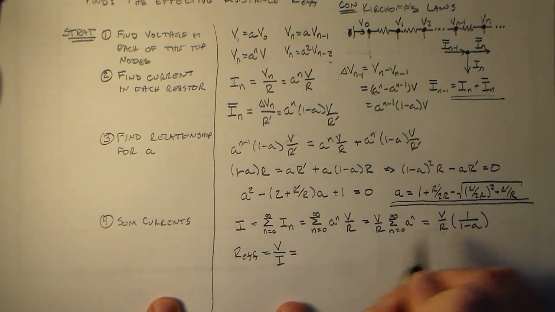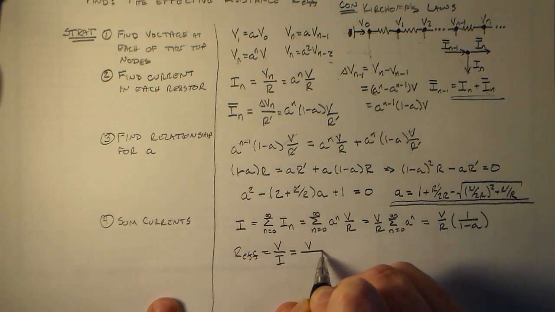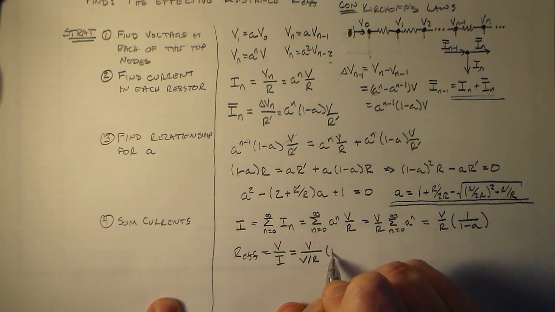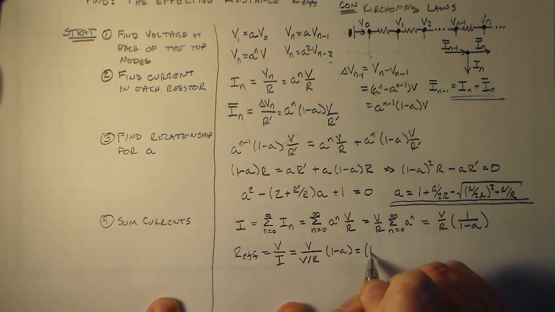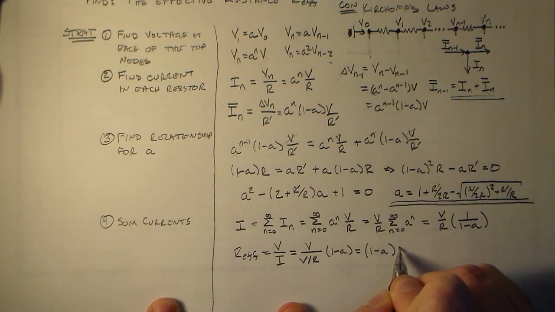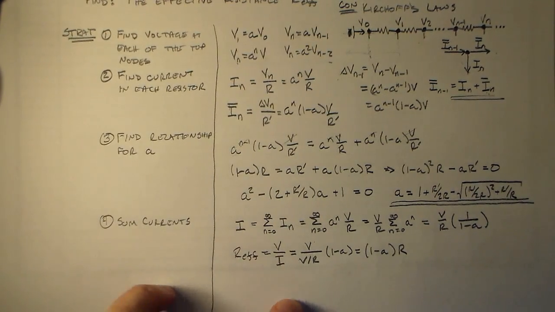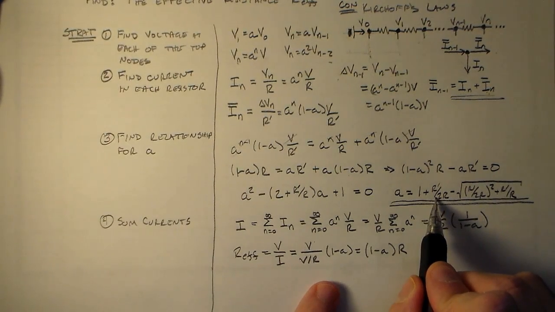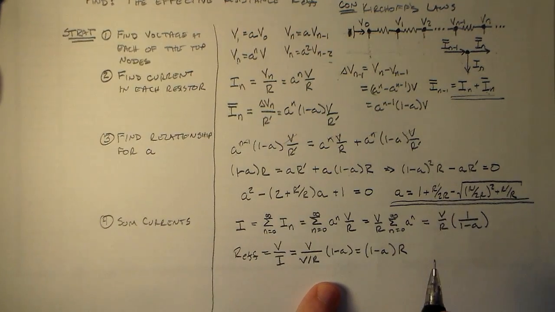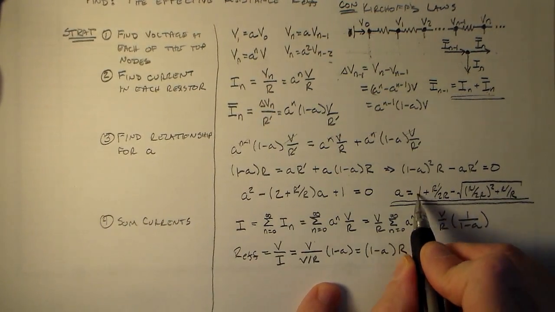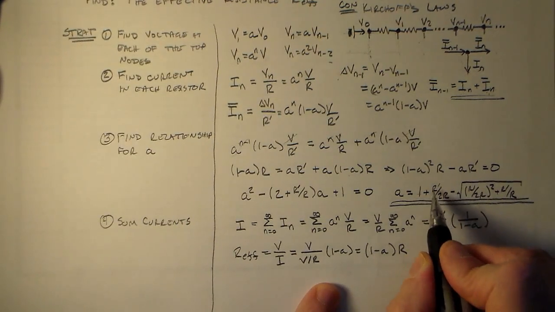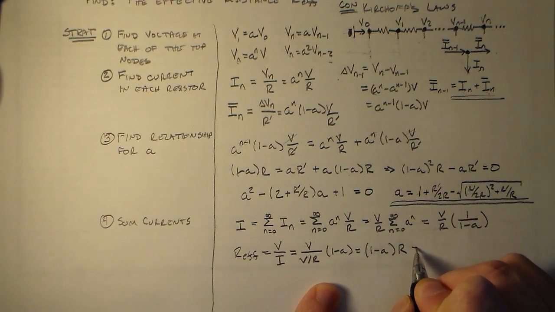Let's see, what do we get? Well, we get V over R over 1 minus A, which is equal to 1 minus A times R, right? And we know what that A is. It's right there. And that's an incredibly dull number, I think. But we've got a 1 out in front and a 1 here, so those cancel. We've got a minus here, that becomes a positive. We've got a plus here, that becomes a minus.